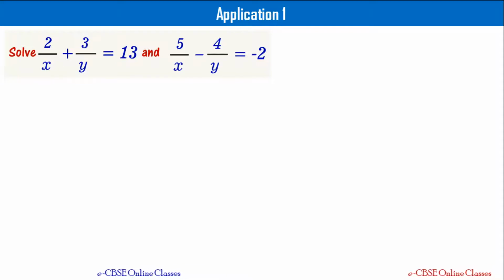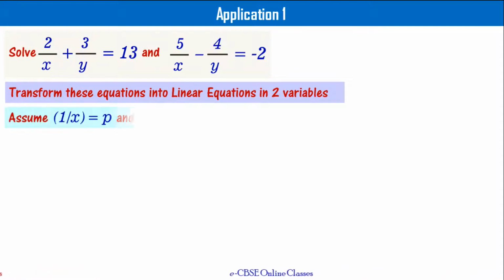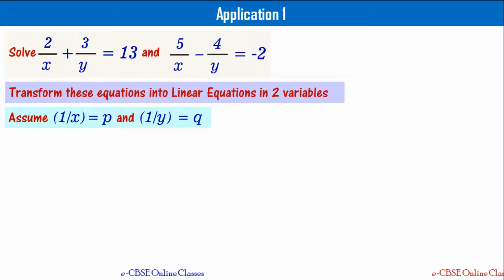Solve 2 by x plus 3 by y equal to 13 and 5 by x minus 4 by y equal to minus 2. If you see this, you know that these two equations are not linear equations in two variables, right? So let's now transform these equations into linear equations in two variables. To do that, let me assume that 1 by x equal to p and 1 by y equal to q.